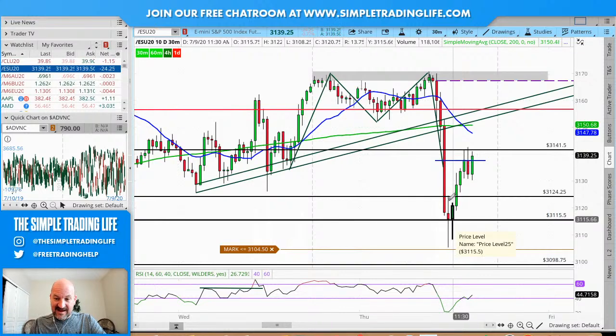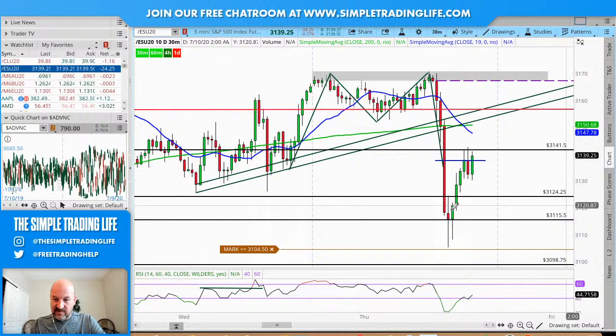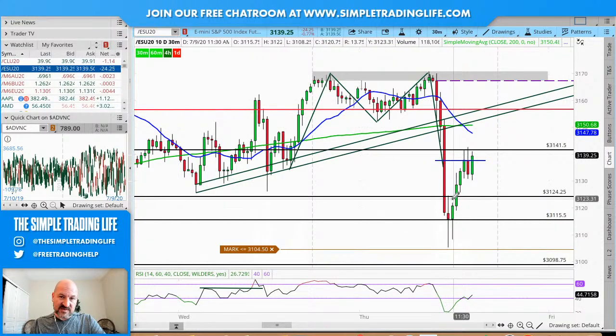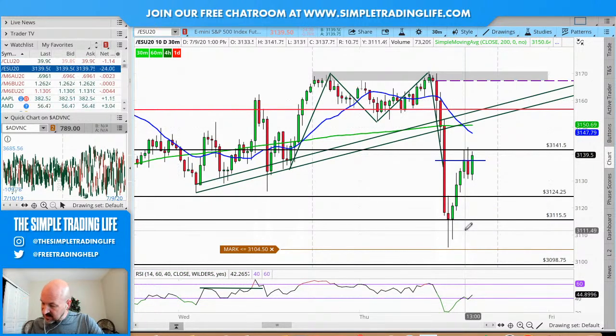It was a good thing. I got out just below this level right here. Once you break through and you come back, support becomes resistance in most cases. And once it touched it, look at that. It touches it and boom, bounces right back down. But I was out, okay?